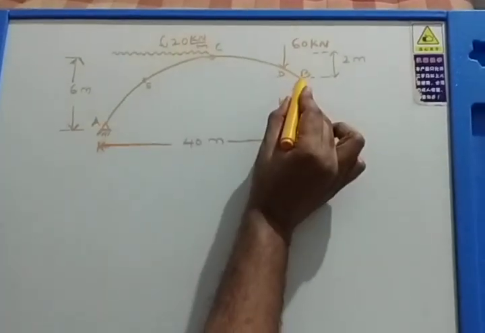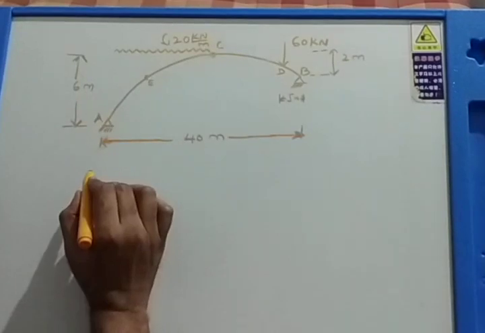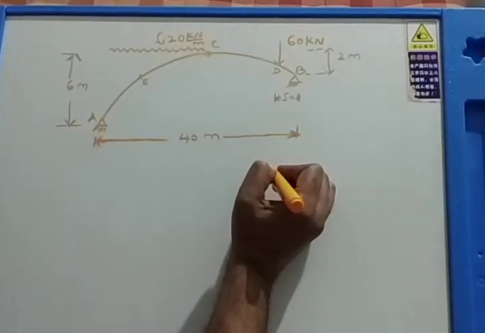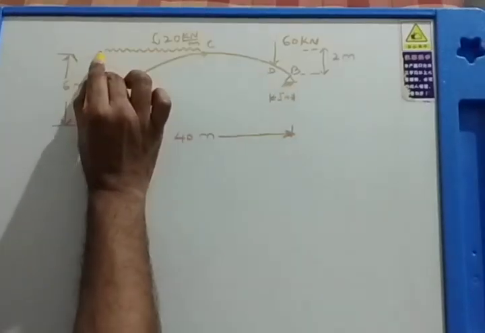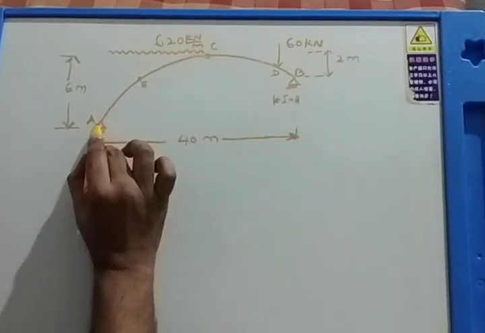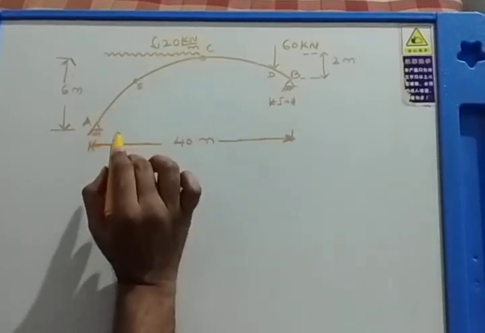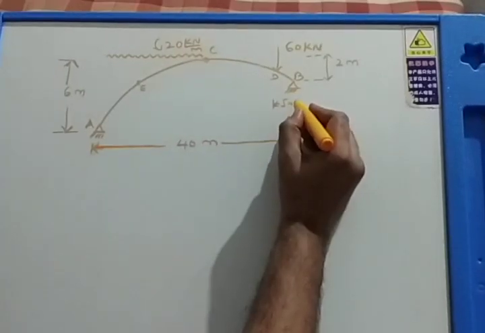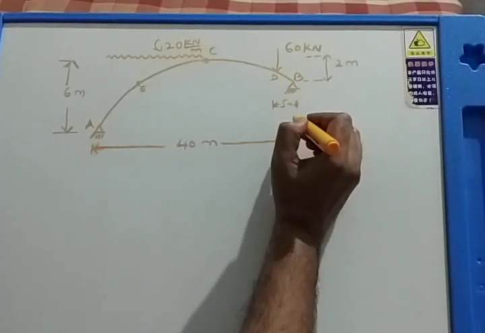Supports A and B of a three-hinged parabolic arch are not at the same level. The arch has a span of 40 meters and it is subjected to a uniformly distributed load of 20 kilonewton per meter on the left portion, that is in the portion AC, and it is also subjected to a load of 60 kilonewton at a distance of 5 meter from B.